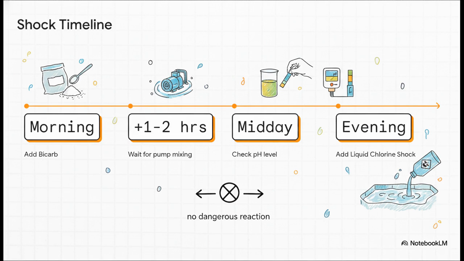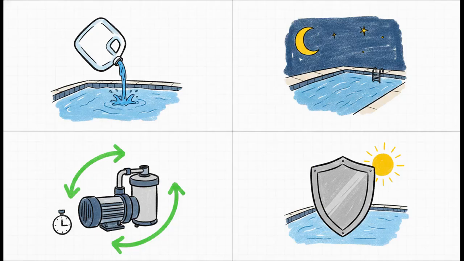Typically, you'll want to add your baking soda in the morning. Then, you really only need to wait about 1 to 2 hours with the pump running for it to fully mix. After that, go ahead and check your pH level, and you can safely add your liquid chlorine shock that very same evening. See, baking soda and chlorine don't react dangerously with each other in the pool water. The only reason you're waiting an hour or two is just to let the pH settle out so you get an accurate test reading. When you do shock the pool, keep these rules in the back of your mind.